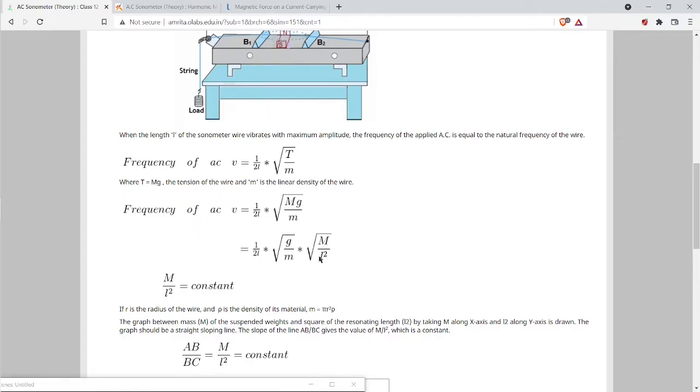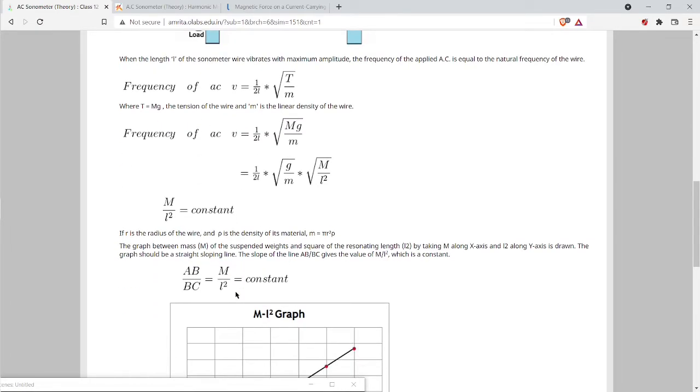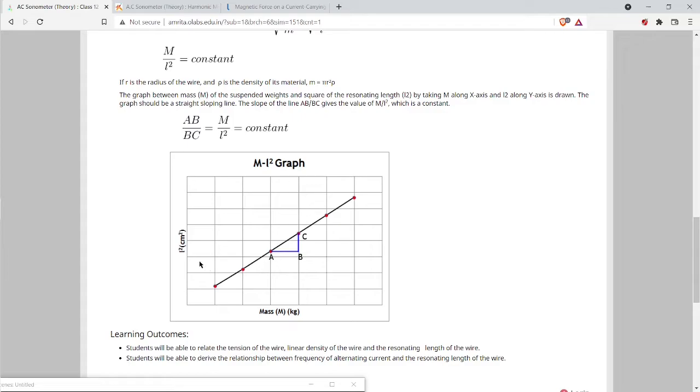Okay, you can see this M by L square will keep constant, and you can see that graph between the L square and the M, you will have a straight line, and if you calculate the slope, this M by L square will be a constant. Now keeping in mind how to calculate this value, for a particular M value, you will get a particular L value. So in this case there are 6 different masses.